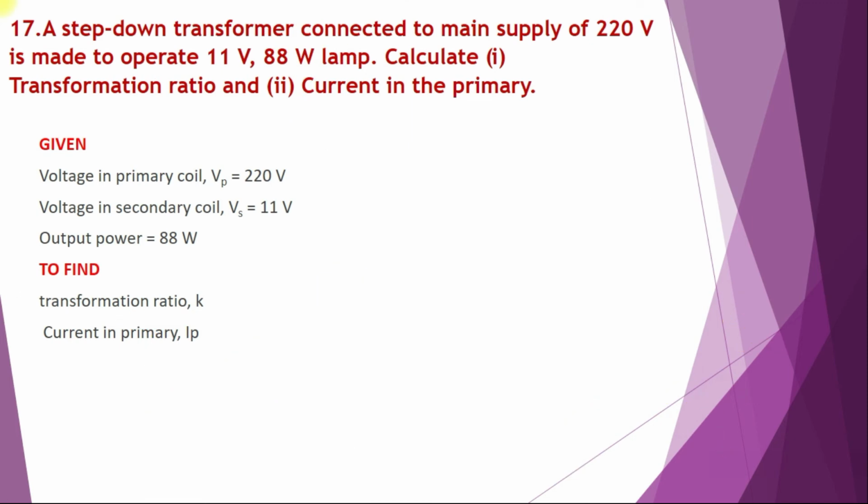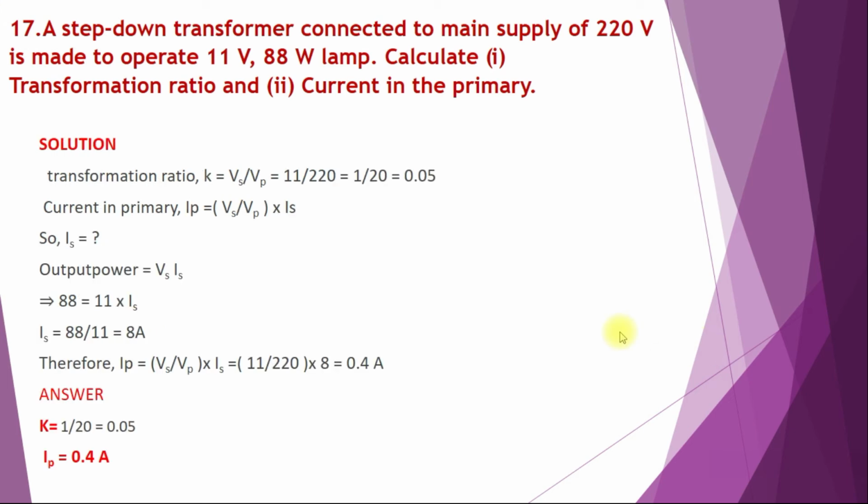Problem. A step-down transformer connected to a main supply of 220 volt is made to operate an 11 volt, 88 watt lamp. Calculate the transformation ratio and the current in the primary. So the given data is voltage in the primary coil Vp is equal to 220 volt, voltage in the secondary coil Vs is equal to 11 volt, output power is equal to 88 watt. We are supposed to find the transformation ratio K and the current in the primary, which is Ip.